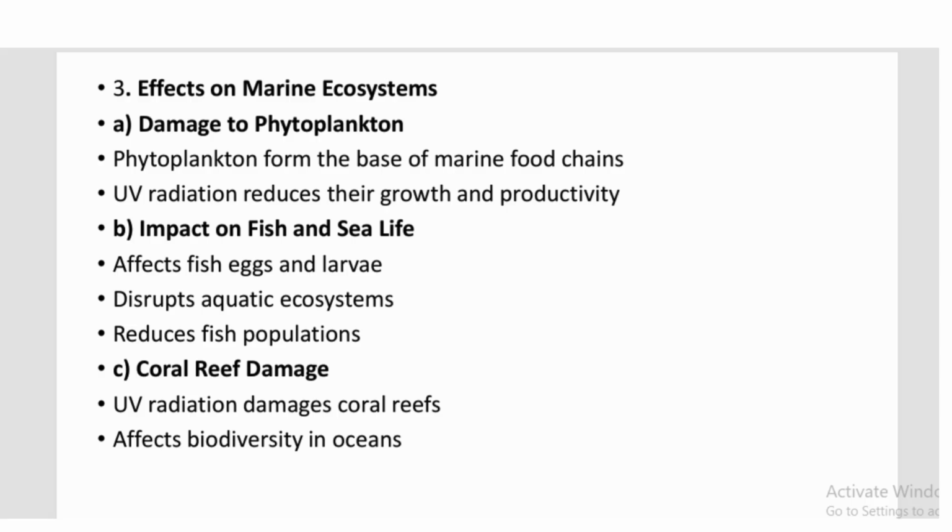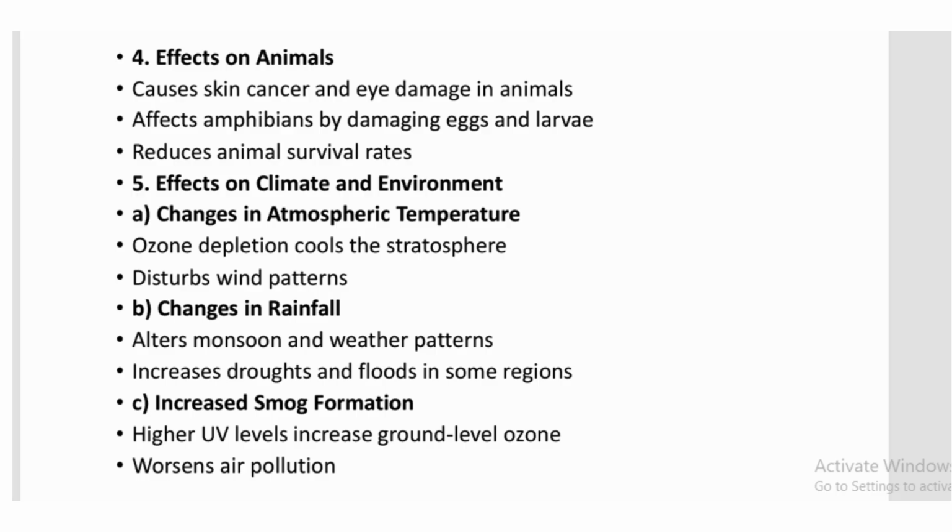It has an impact on fish, for example it affects fish eggs and larvae, disrupts the food systems, and reduces fish populations. Another effect is coral reef damage. UV radiation damages coral reefs and affects biodiversity in oceans. There is also an effect on animals, causing skin cancer and eye damage. It affects amphibians by damaging eggs and larvae and reduces animal survival rate.